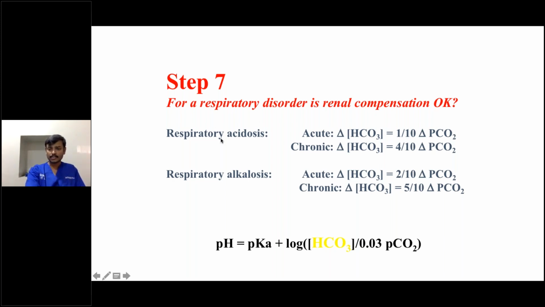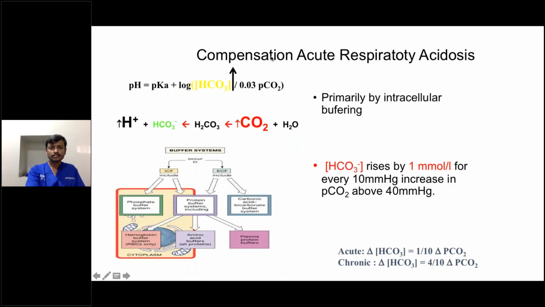In case of acute respiratory acidosis, how much is bicarbonate increasing? If there is a respiratory alkalosis, how much is bicarbonate decreasing? We should know this formula. Let me go through the example, that will be easier for you. Whenever there is an acute respiratory acidosis, it means carbon dioxide retention is there. When the carbon dioxide retention is there, bicarbonate should increase.